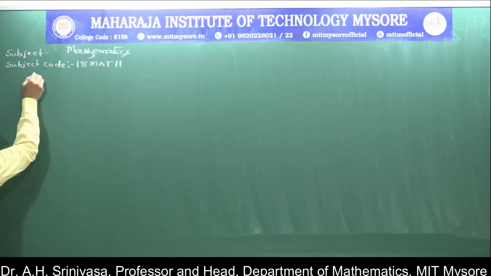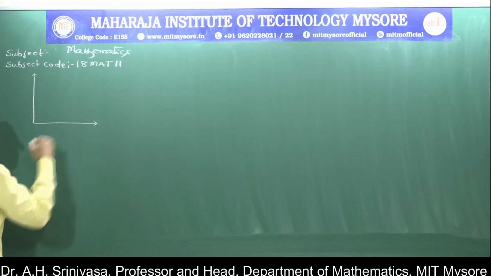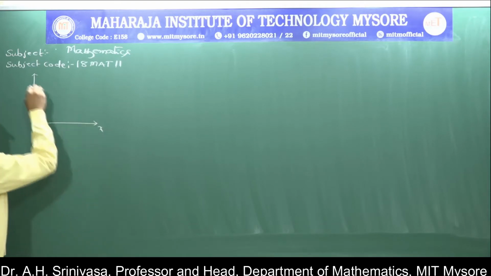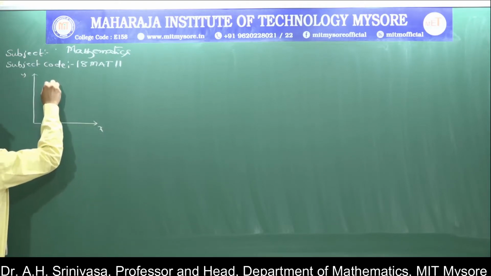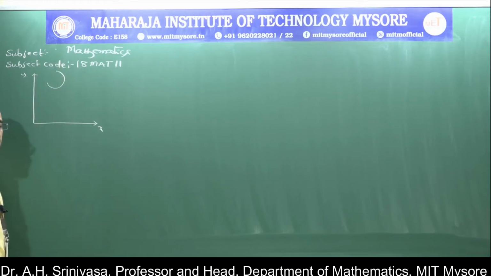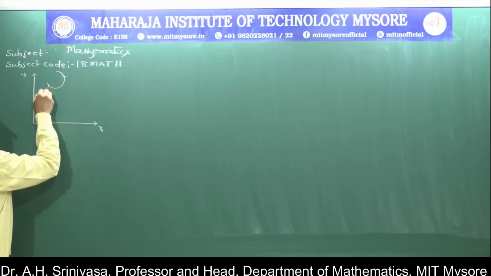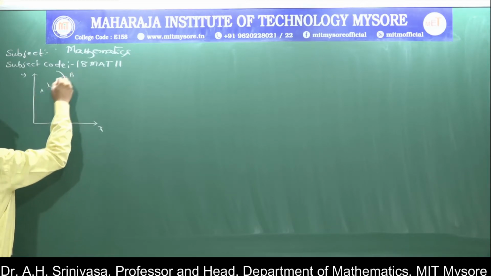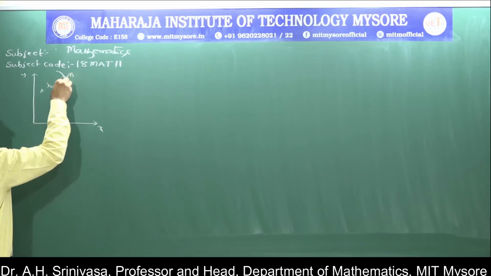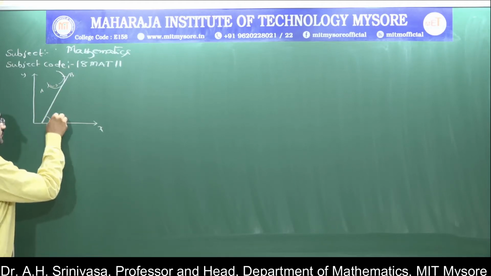If you take a curve on the x-axis and y-axis in a plane, an arc is there. You can call this AB. The length of this arc we call S, and you draw a tangent. This is a tangent, and the angle will be psi.